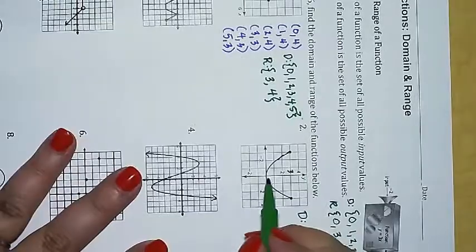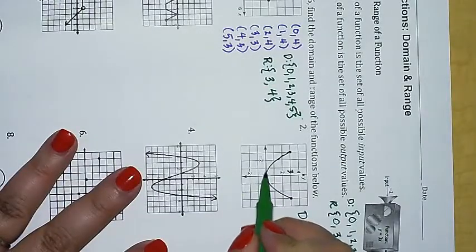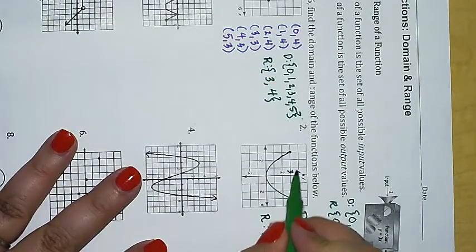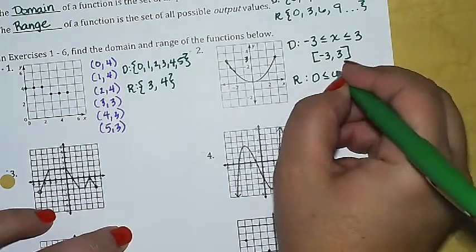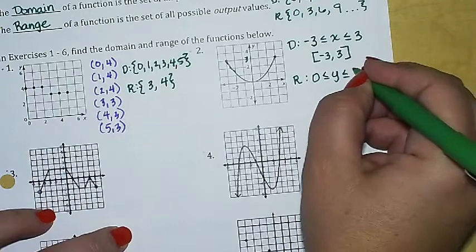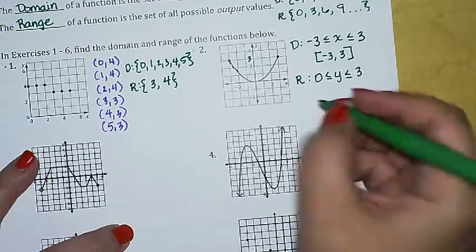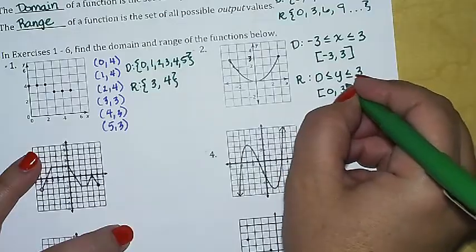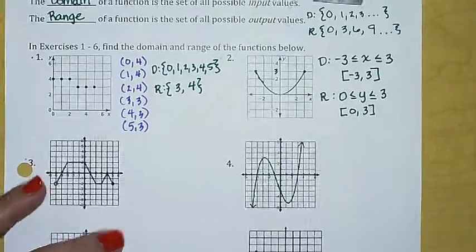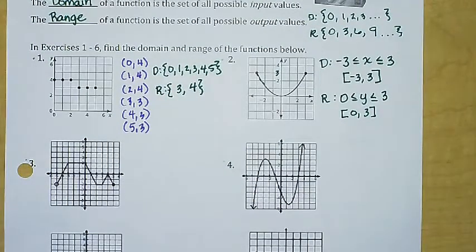And sometimes, I don't know why, but it might help to put it sideways and just say, okay, it started at 0 and it goes all the way to 3. And then after that, I don't have points again. So for my y, my range is everything from 0 to 3. And again, you should be ready to write that in interval notation like that as well.